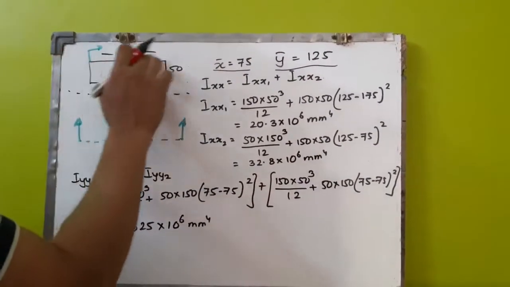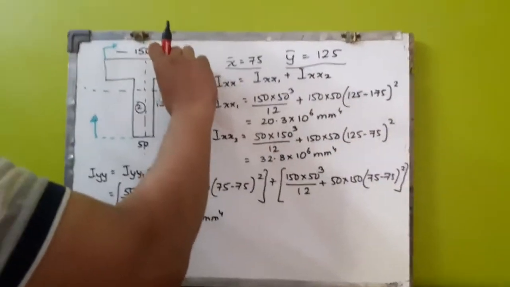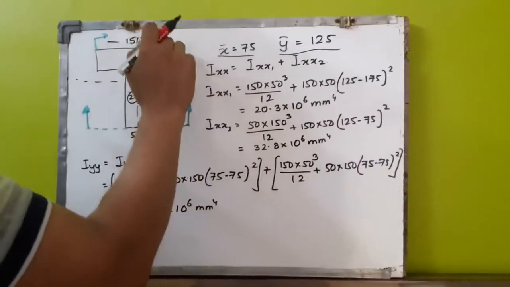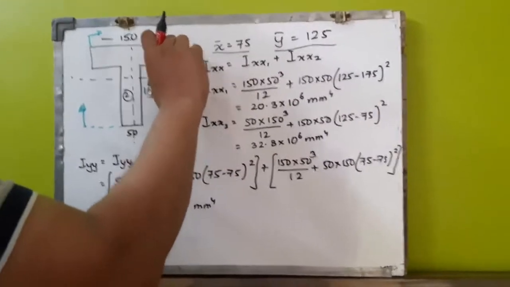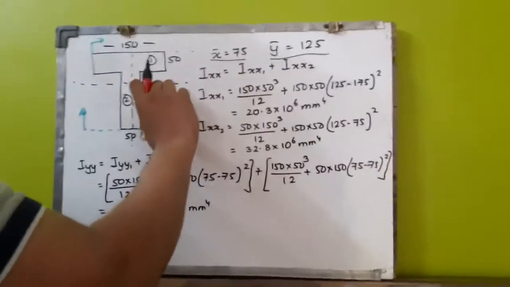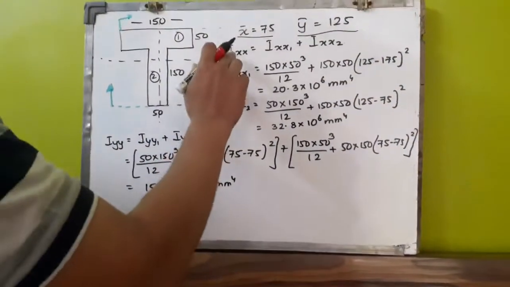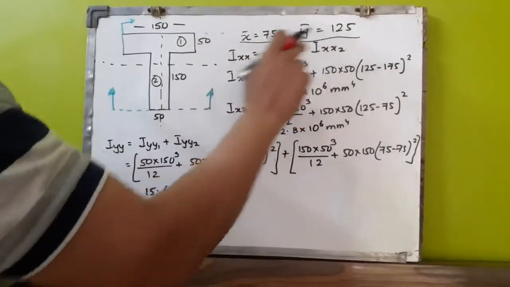If you take this as your reference on the top surface, you will get the value of y bar as 50 plus 25, 75. If you take this reference, you will be getting this value as 75. So this 75 or this 125 is one and the same. So if you find out Ixx, it is Ixx of 1 plus Ixx of 2.